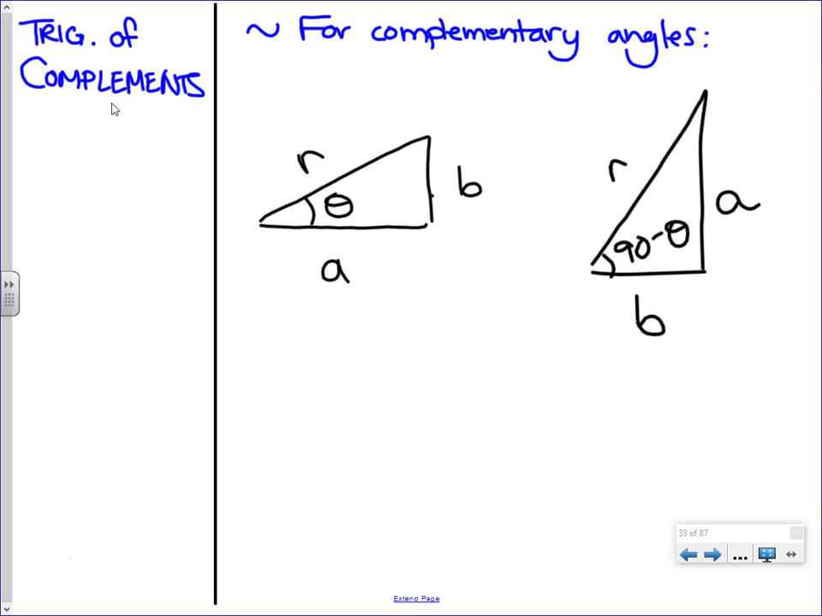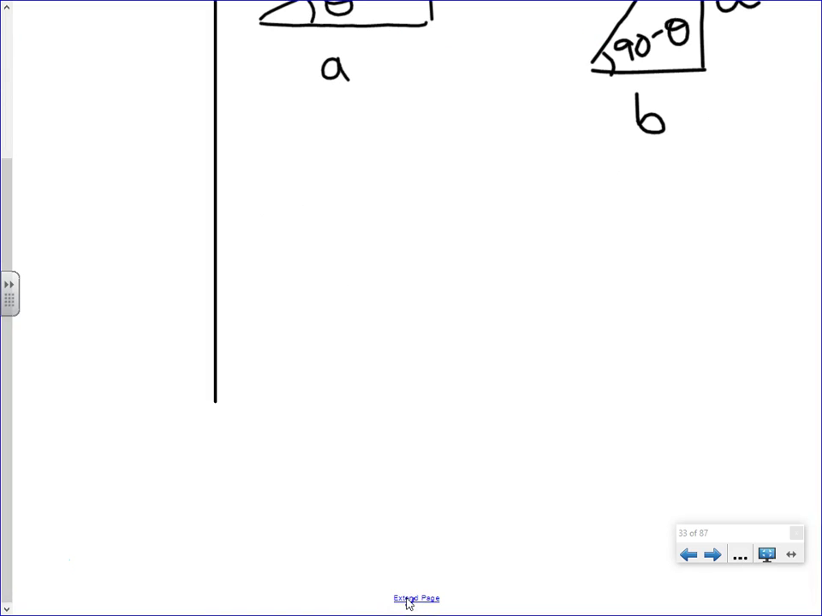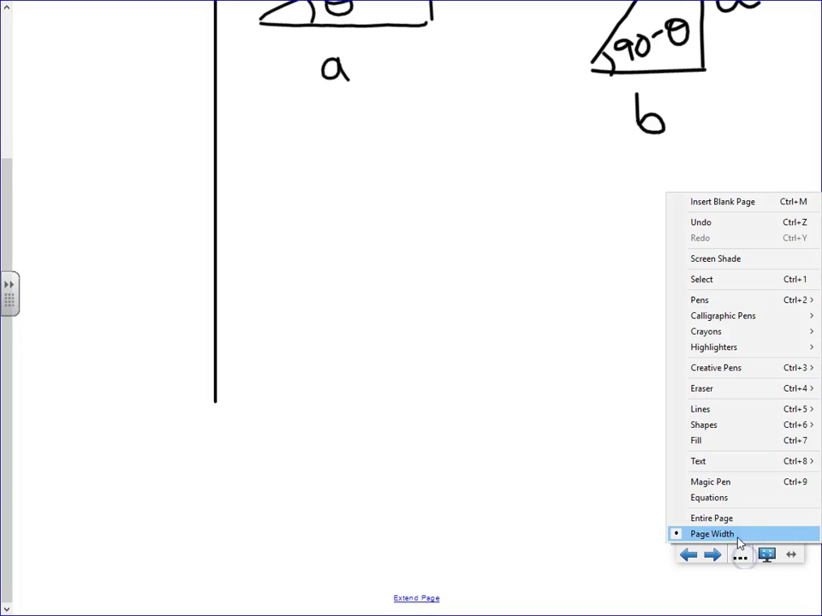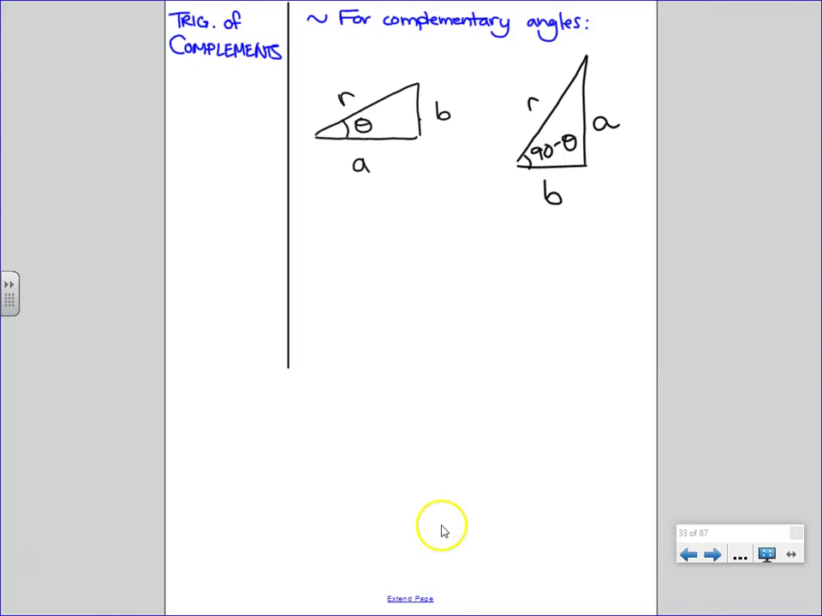Anybody ever wondered what the co in cosine is for? Or the co in cosecant? Or the co in cotangent? They're co-functions of each other. And let me show you one possible application of the co. Ready? Sine of theta equals cosine of 90 minus theta. Cosine is the sine of the complement.